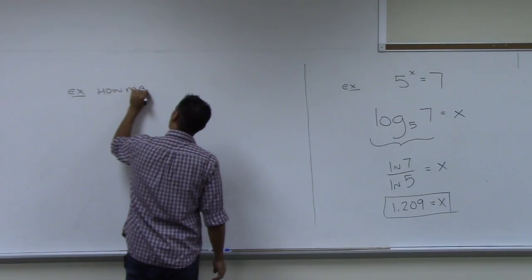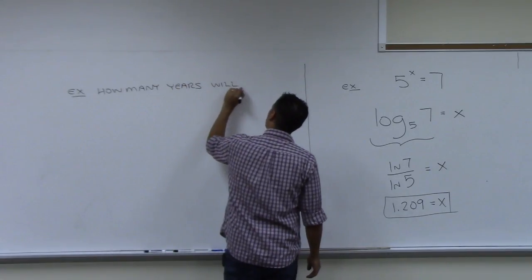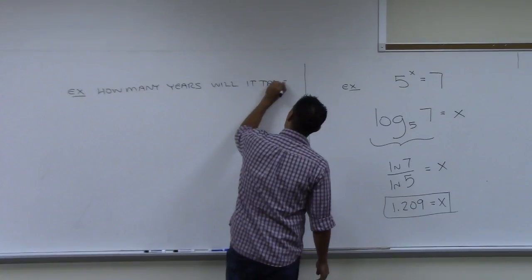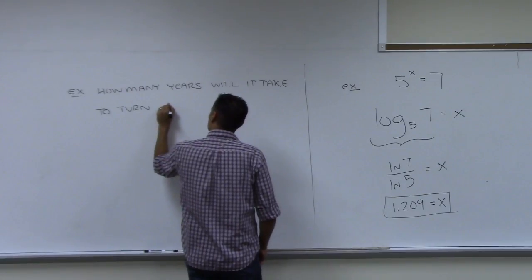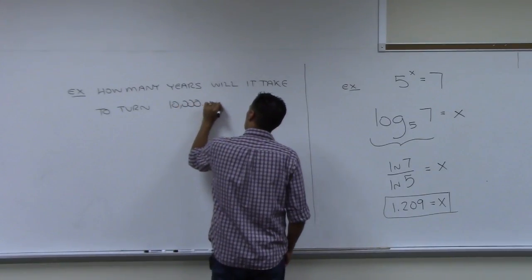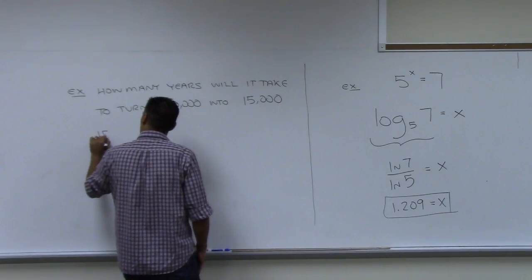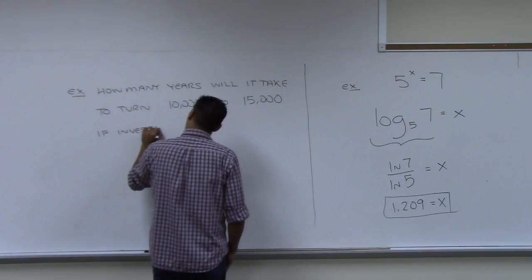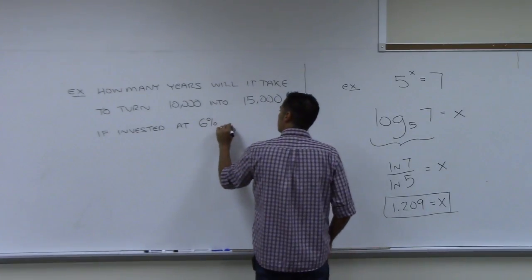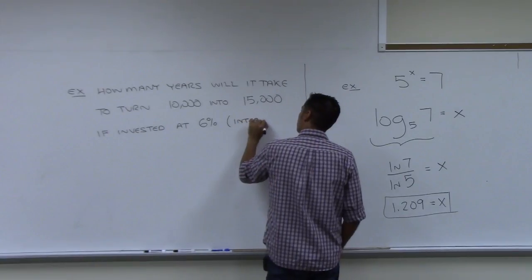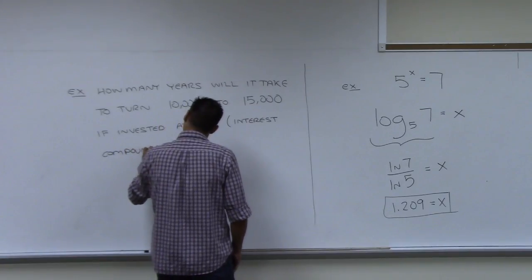How many years will it take to turn $10,000 into $15,000 if invested at 6% interest compounded monthly?